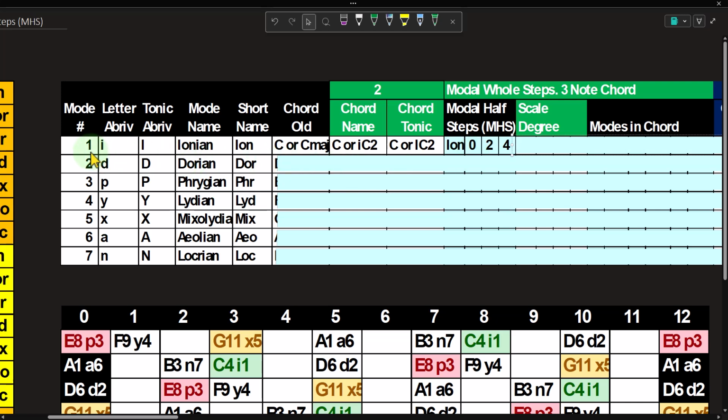It happens to be the 1, but I'd rather just call that node. I'm on the Ionian node, and I'm going to say that's 0, and then I'm going to go up 2 modal half steps, which is 1 modal whole step, and another 2 modal half steps, which is 1 modal whole step. So I'm going to have the node we're on plus 2 modal half steps plus 2 modal half steps. Right? If I convert that to the scale degrees, what does that do?